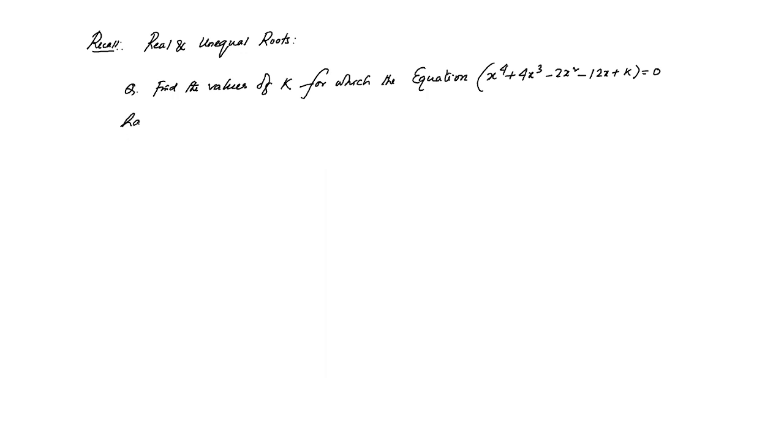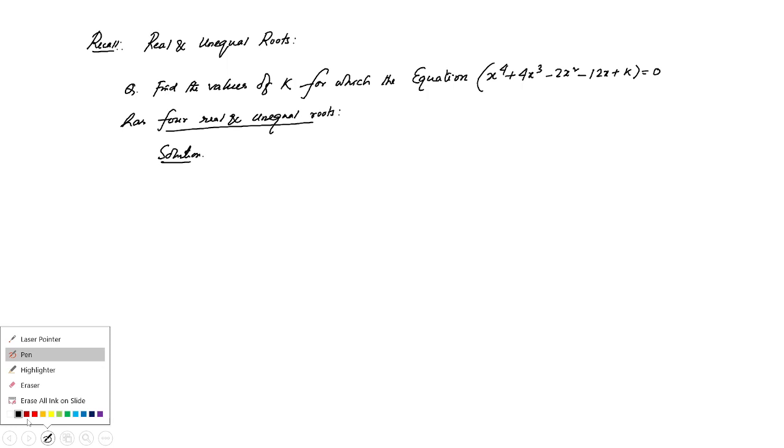has 4 real and unequal roots. For the equation, the degree is 4. So obviously by the fundamental theorem we can say this equation has 4 roots. It may be real or complex, but here the question is for what range of k all the roots must be real and unequal. So how to solve this kind of problem, and find the range of k.